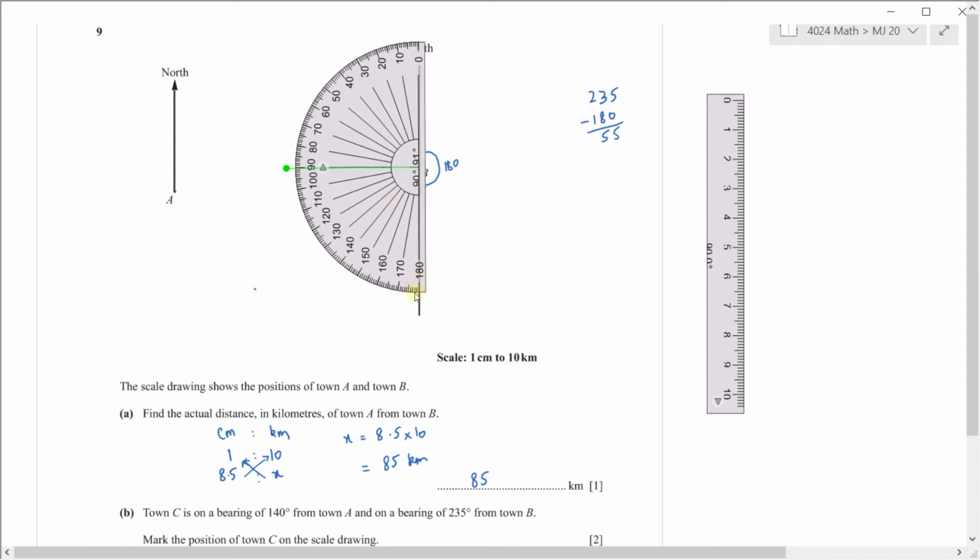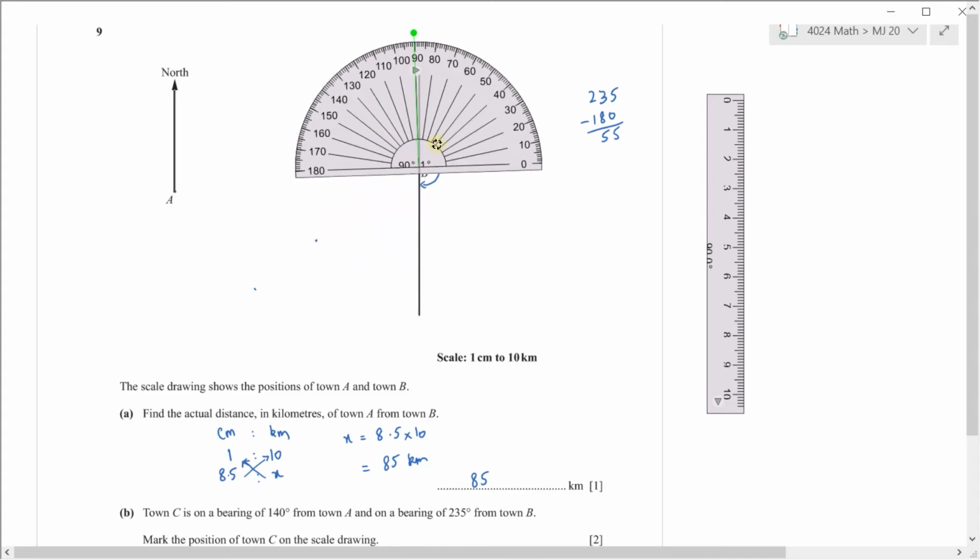So I have to go 55 more. So 10, 20, 30, 40, 50, and 55. So this point here is 55 from this. So 10, 20, 30, 40, 50, and 55. So that's how you will mark the two bearings.